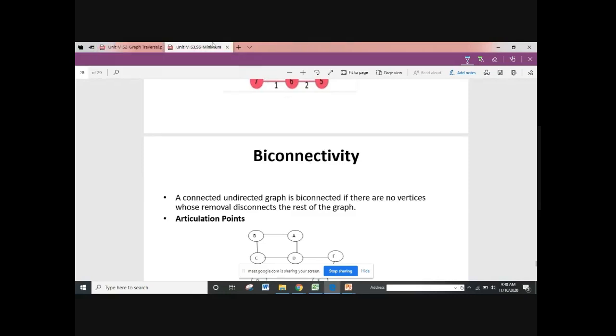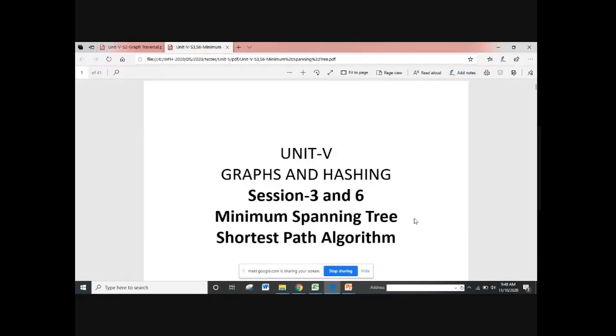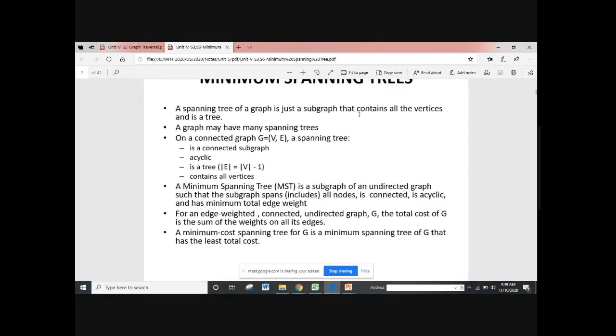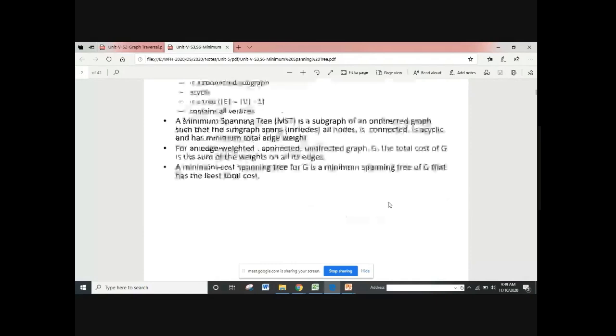Next is your minimum spanning tree. Minimum spanning tree is a very important concept in your fifth unit. Minimum spanning tree has two algorithms, Prim's and Kruskal's, and shortest path has one algorithm called Dijkstra's. Minimum spanning tree means a graph that contains many vertices and it is a tree also. So what you do is, when you start from a node, you span all the vertices, but it should not form a cycle.